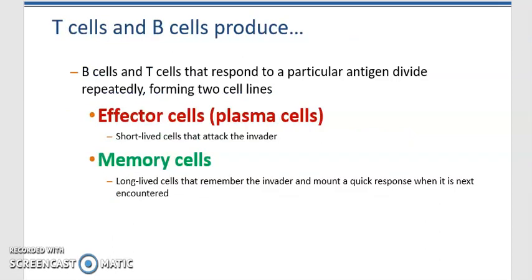So B cells and T cells both divide into effector cells, which are short-lived, but they can attack a specific pathogen, and memory cells that are long-lived types of cells that can attack that particular invader and mount a quick immune response the next time that it's encountered.